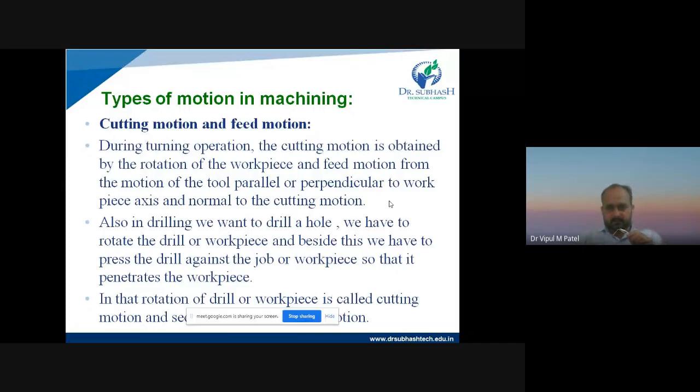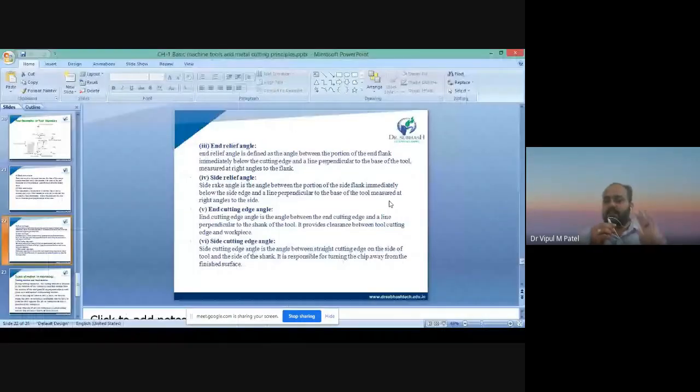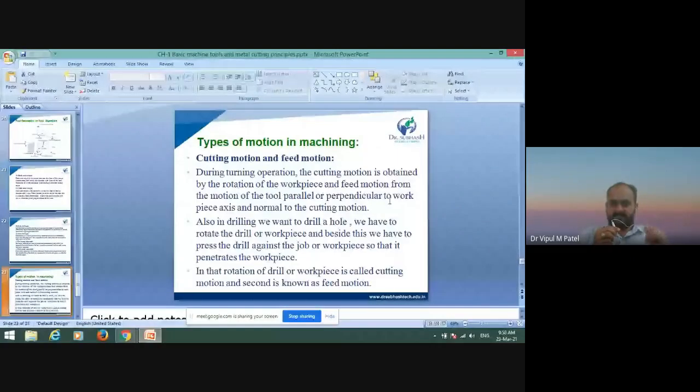That is the fact. So we have to rotate the drill or workpiece, and besides this we have to press the drill against the job or workpiece so that it penetrates the workpiece. In that, rotation of the drill or workpiece is called cutting motion, and the second is known as feed motion.